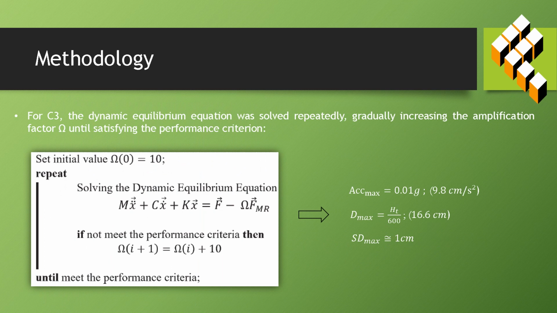For C3, the dynamic equilibrium equation was solved several times, increasing the amplification factor omega until satisfying the performance criterion, as demonstrated by the pseudocode. In this work, three performance criteria were used: maximum acceleration, maximum displacement, and maximum story drift.